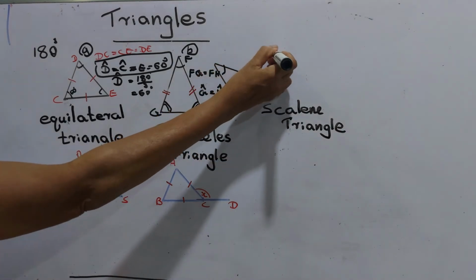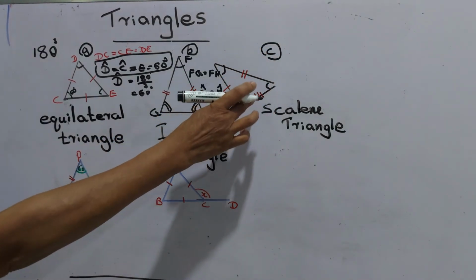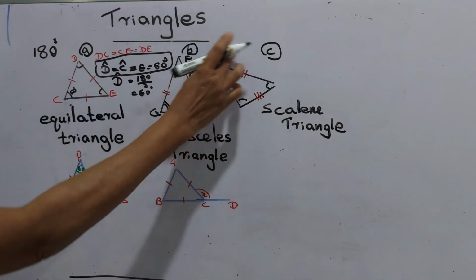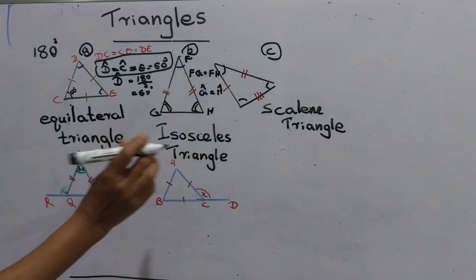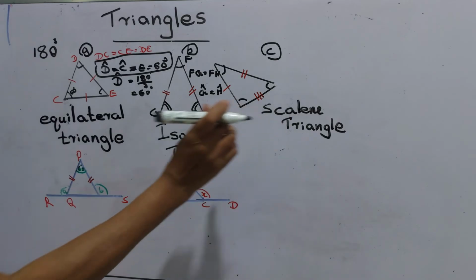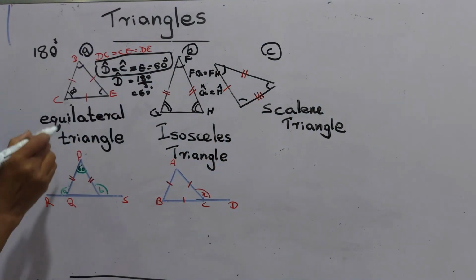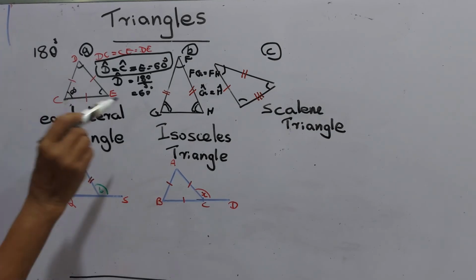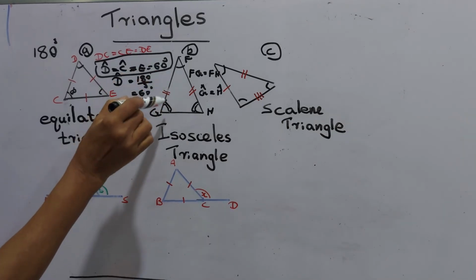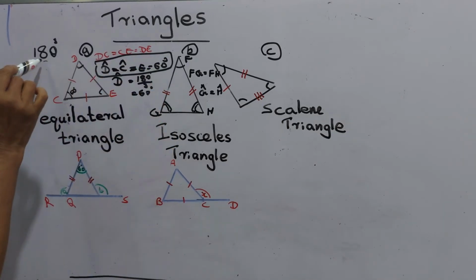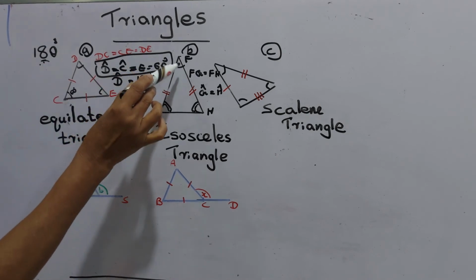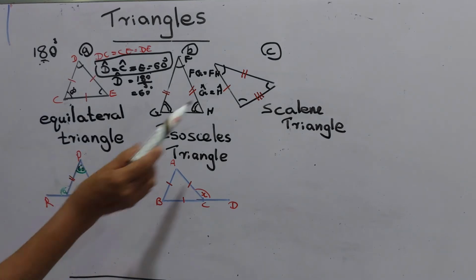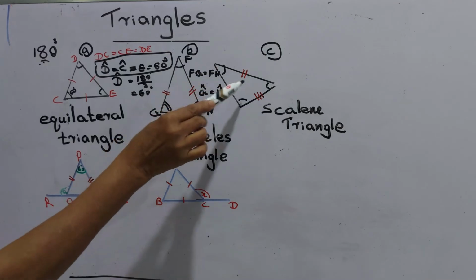Then we come to the next triangle. In this triangle, no sides are the same length. All the lengths are unequal, so we name it a scalene triangle. We can classify triangles: in an equilateral triangle all the sides are equal, then all the angles are equal. In an isosceles triangle, only two sides are equal, so only two angles are equal, and all three angles make up 180. In a scalene triangle, all the sides are unequal.